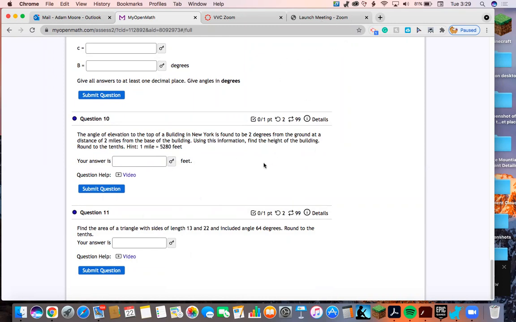Okay, angle of elevation to the top of a building in New York is found to be 2 degrees from the ground at a distance of 2 miles from the base of the building. So we are 2 miles out.